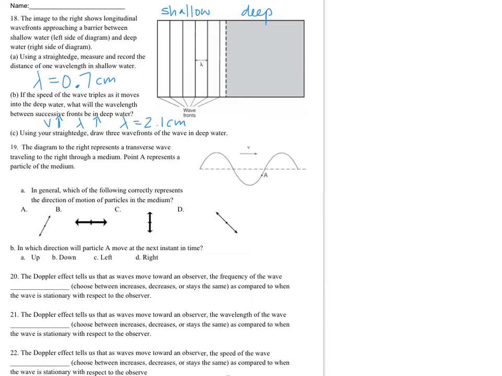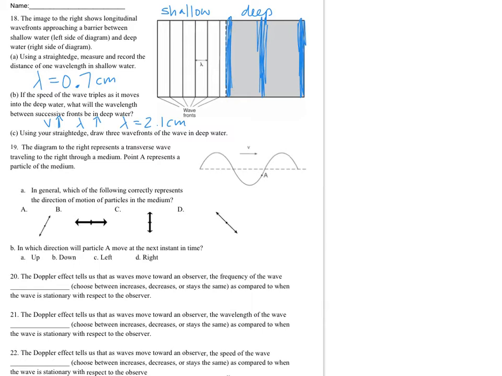Alright, so for part C, we have to use a straight edge and draw 3 wavefronts of the wave in deep water. Okay, let's start here. Approximately 3 of these apart. Another one over here, approximately. And another one over here. Just about. And that's it.